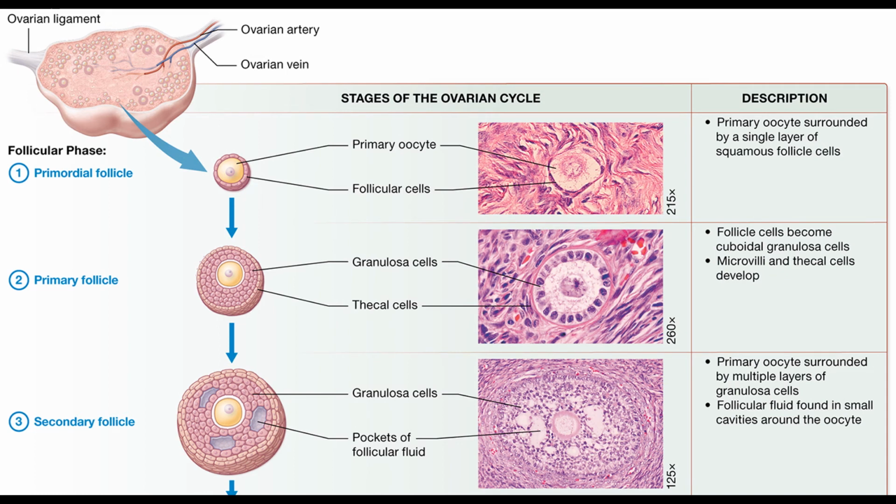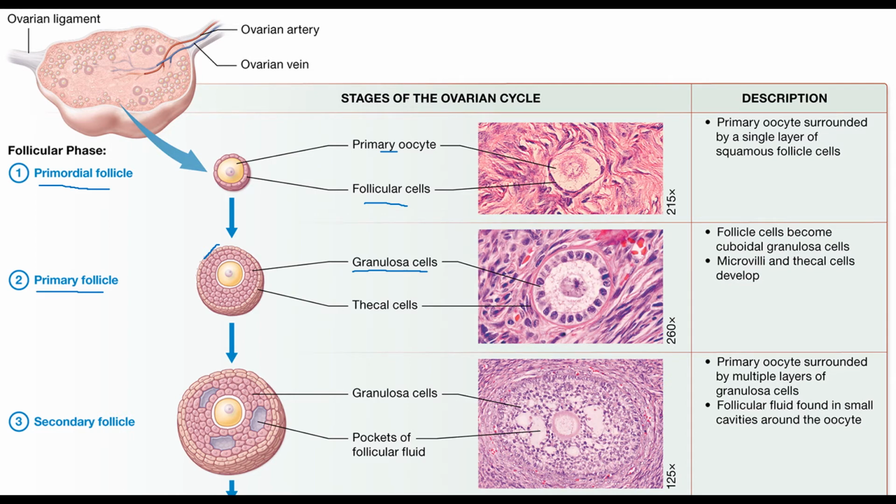Now, of course, just as a review, we have a primordial follicle, which consists of a primary oocyte and the follicular cells surrounding it. Now, once that primordial follicle becomes a primary follicle, what we're going to see happen here is this primary oocyte is still the same, but the follicular cells now change their shape. They become cuboidal granulosa cells. In addition to that, we add on those thecal cells and some microvilli on the outside.